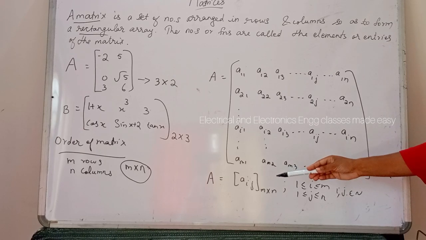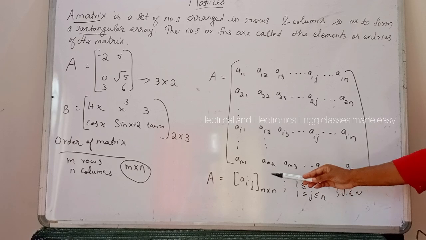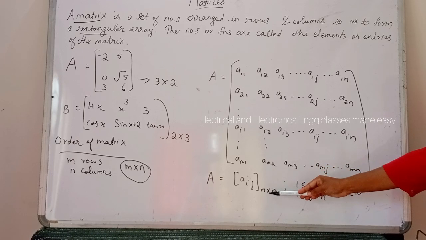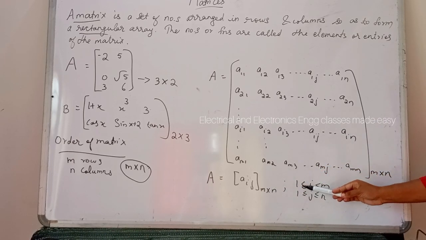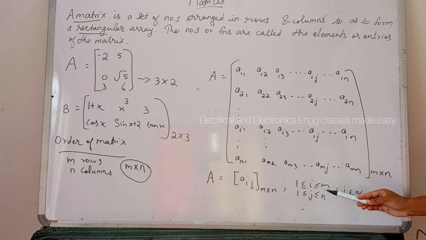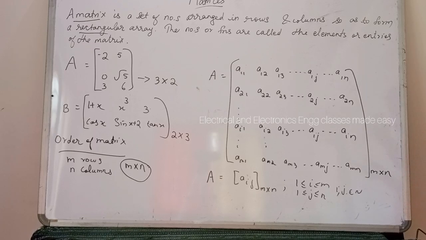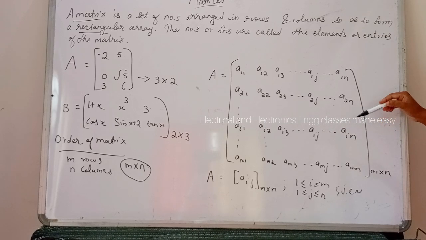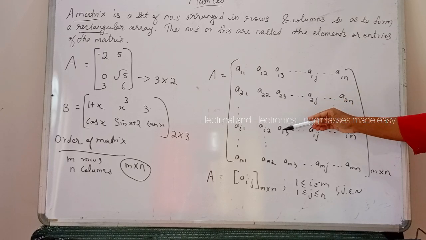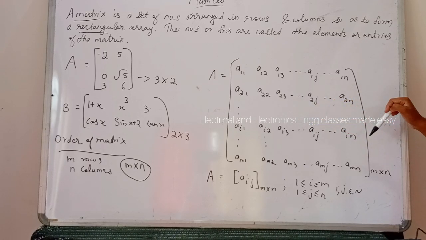In general, we can represent A is equal to the matrix aij of order m by n, where 1 is less than or equal to i less than or equal to m, also 1 less than or equal to j less than or equal to n, where i and j belong to the natural numbers. So the ith row elements consist of ai1, ai2, ai3, etc., ain.